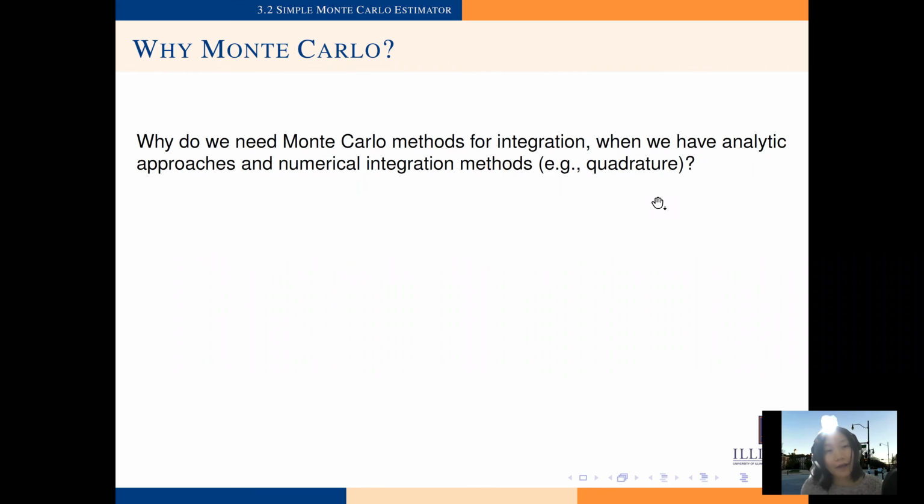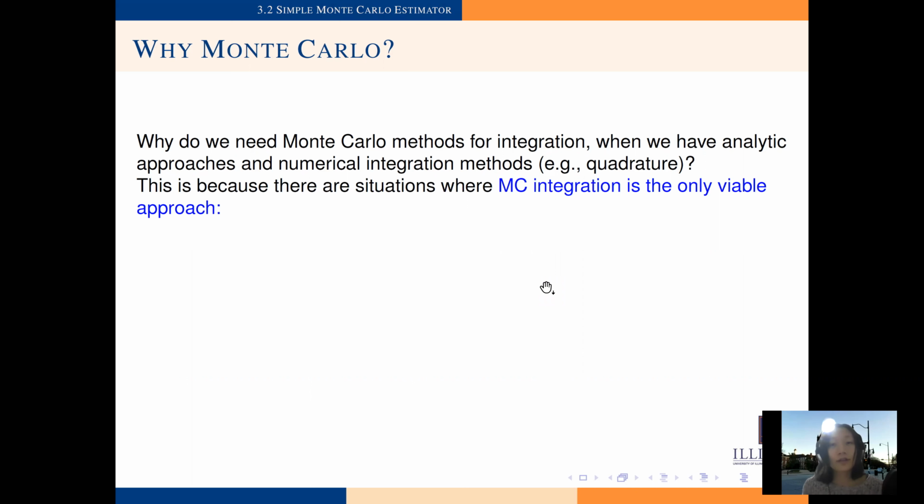A question you might have is, why do we need to use Monte Carlo methods for integration? So you probably are thinking about, we have analytic approaches to these problems, and we can also use numerical quadrature, which is trying to approximate the area under the curve with all the small rectangles. Why do we need to obtain so many random draws from these distributions and try to estimate the integral? Well, the reason is that there are situations where Monte Carlo integration is the only viable approach.